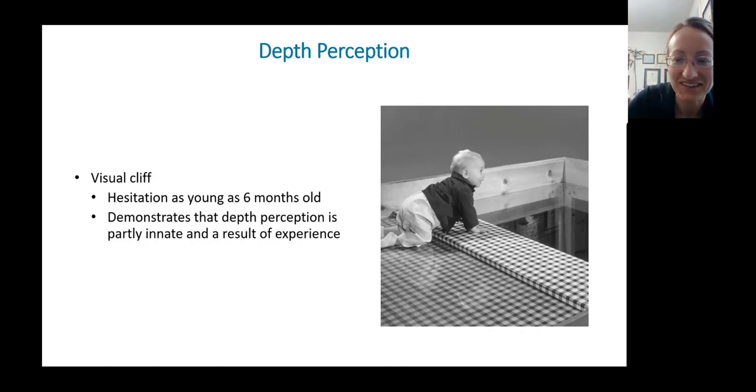In this experiment, a baby is on some kind of a counter, and then there's a piece of plexiglass that would be safe for the baby to crawl over. And mom's on the other side saying, come on. And is the baby going to crawl over that? Well, not if they have depth perception. They're thinking, I'm going to fall down that cliff. The baby will hesitate at about 6 months old, but before that, they'll go over it, suggesting that they don't have that visual cognitive ability.